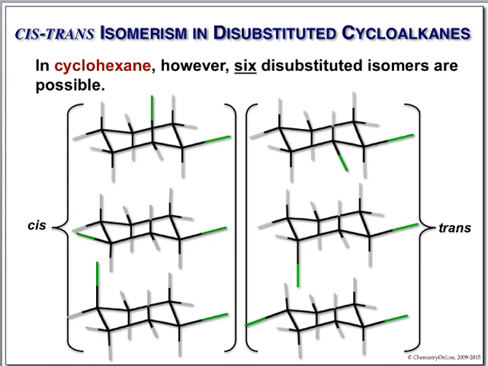Look at them. Remember our ring plane here. This is pointing up from the ring plane. So is this. They are cis. This is pointing up from the ring plane. So is this. They're cis. This is pointing up. So is this. They're cis. We're pointing up. We're pointing down. They're trans. We're pointing up. We're pointing down. They're trans. Up, down, trans. Six possible isomers.